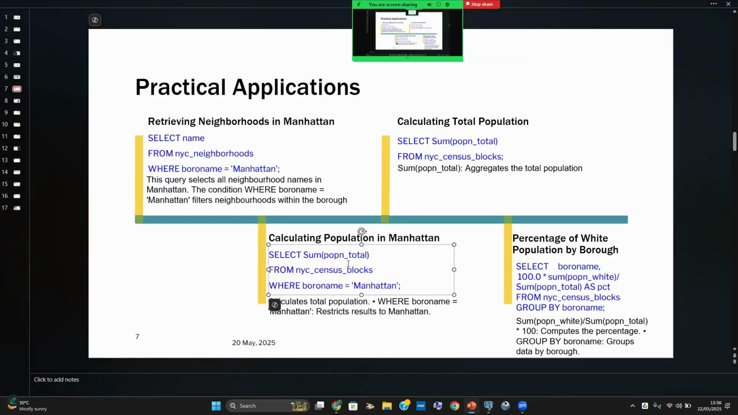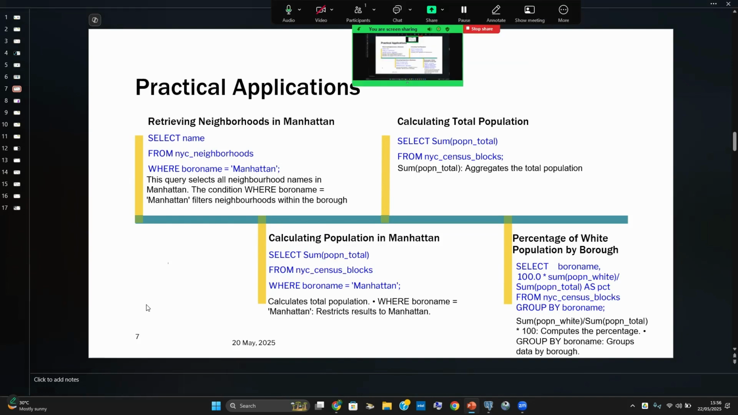Right? Now, let's say we want to go smaller. We don't want to know the entire New York City. We want to know about Manhattan. What about the amount of people that are living in Manhattan? So that is what this third query does for us here, right?